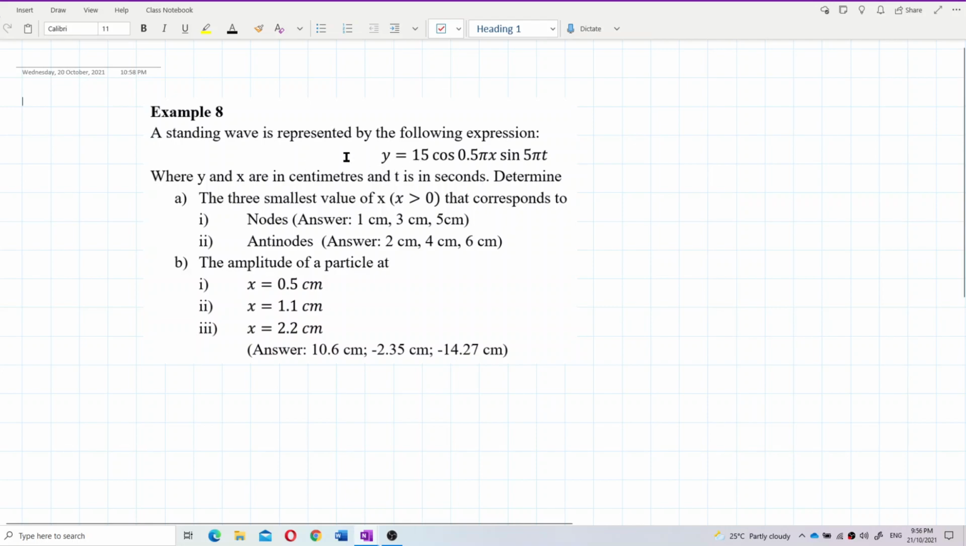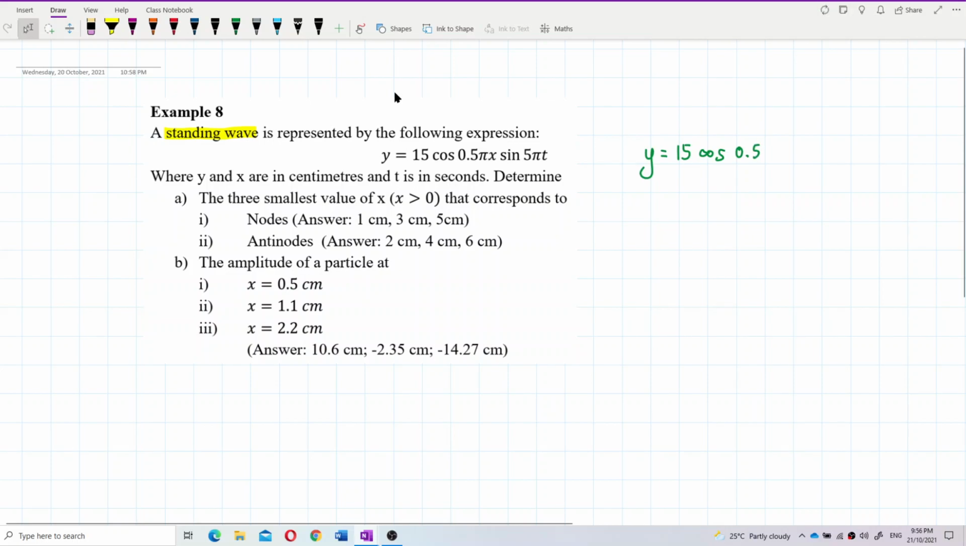Good. So this is a standing wave. This is the standing wave equation, right? So this is the formula given. Let us relate this formula with the general formula for standing wave. So I want to rewrite this formula: y equal to 15 cosine 0.5 pi x and then sine 5 pi t.